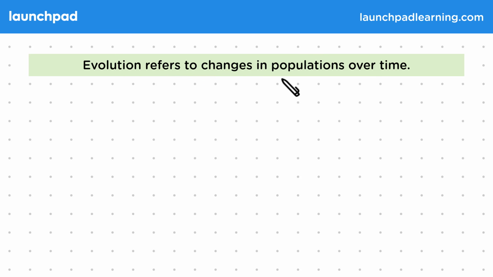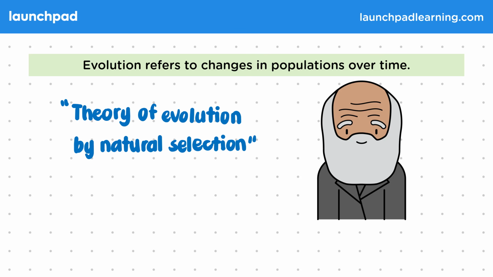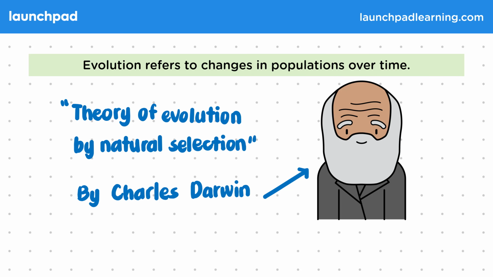Evolution refers to changes in populations over time. You might have heard of the most commonly accepted theory of evolution by natural selection. This theory was proposed by Charles Darwin, and he coined the term natural selection. This refers to how the evolution comes about.